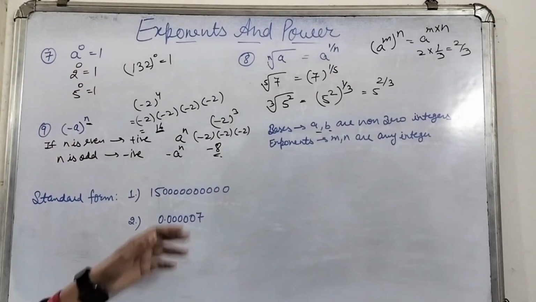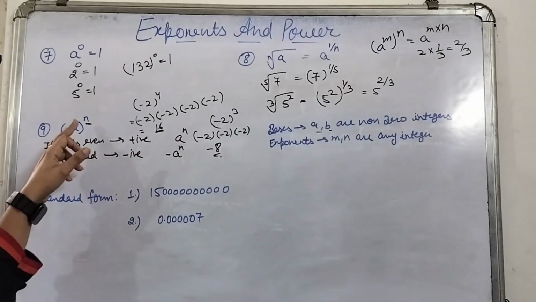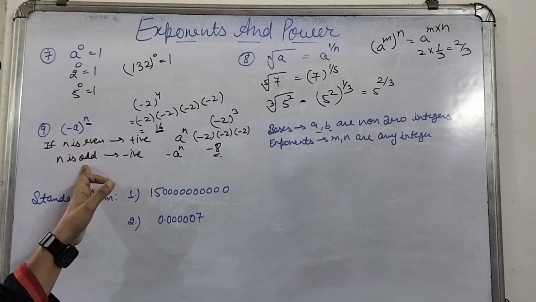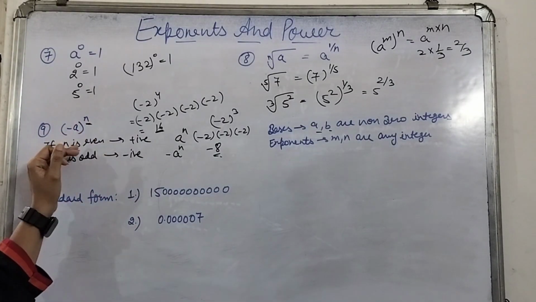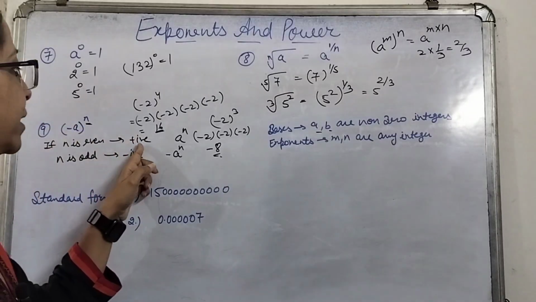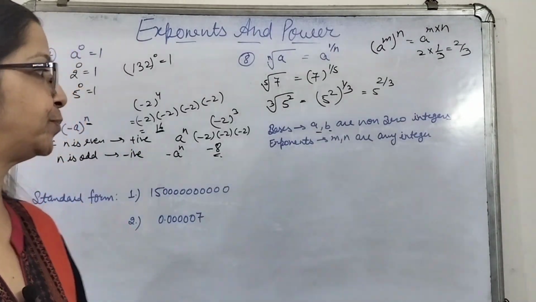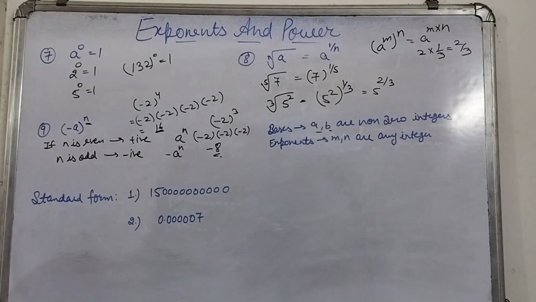So the final answer will be negative if your exponent is an odd number, and if your exponent or the power is an even number, in that case your final answer will be positive. These are the laws of exponents.